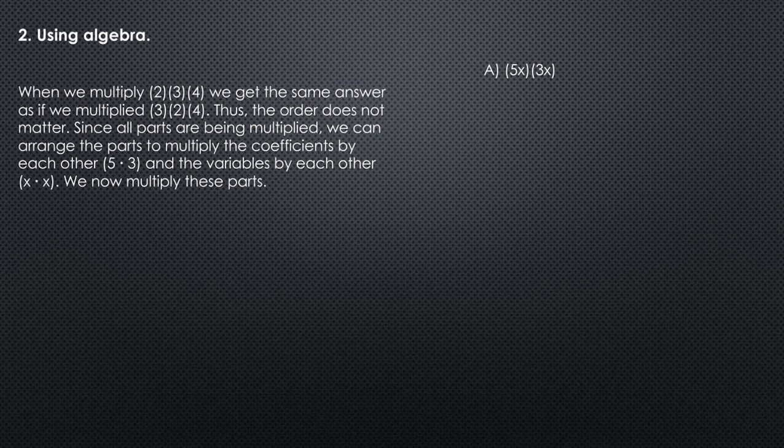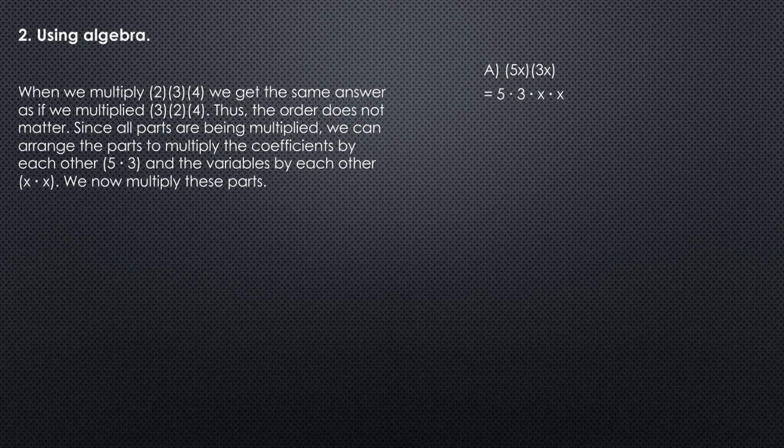Now we're going to multiply these using algebra. So our first question will be 5x multiplied by 3x. Now when we multiply 2, 3, and 4, we're going to get the same answer as if we multiplied 3, 2, and 4. Thus the order does not matter. Since all parts are being multiplied, we can arrange these parts to multiply the coefficients by each other, which is 5 and 3, and the variables by each other, which is x and x. So we now multiply these parts.